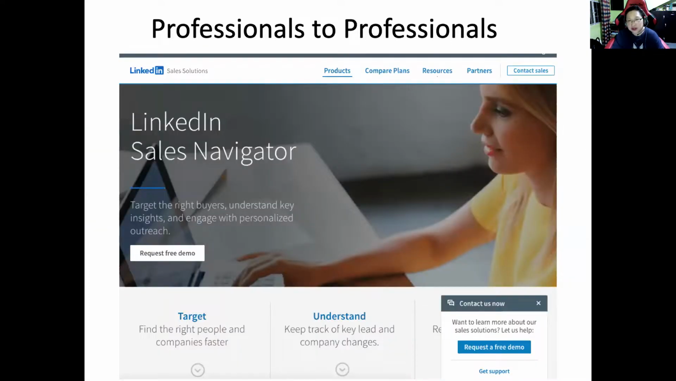For professionals to professionals, one of the interesting platforms that you can see out there would be LinkedIn. LinkedIn is a platform where professionals can communicate with one another. They have premium solutions, and they also have sales solutions, like LinkedIn Sales Navigator, where you as a professional can use the platform to reach out to other professionals in your network, whether for building relationships or maybe offering your services in the future.